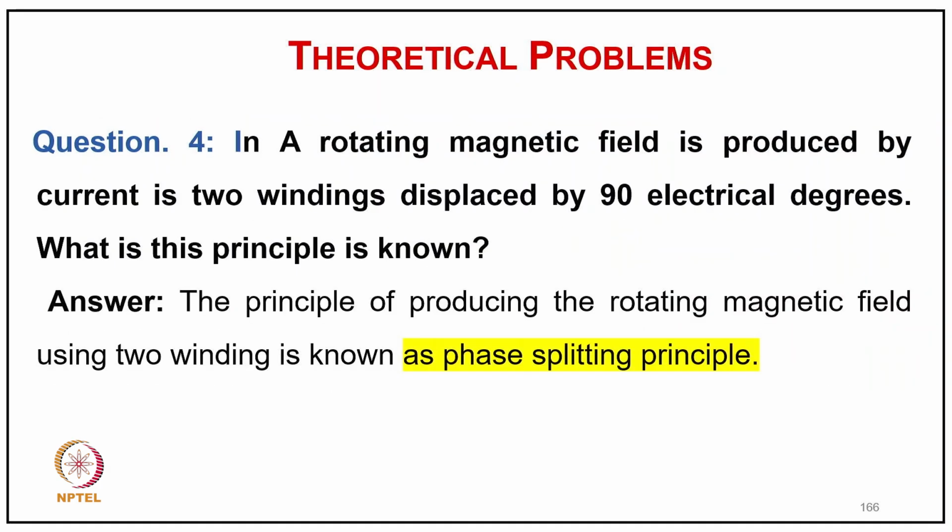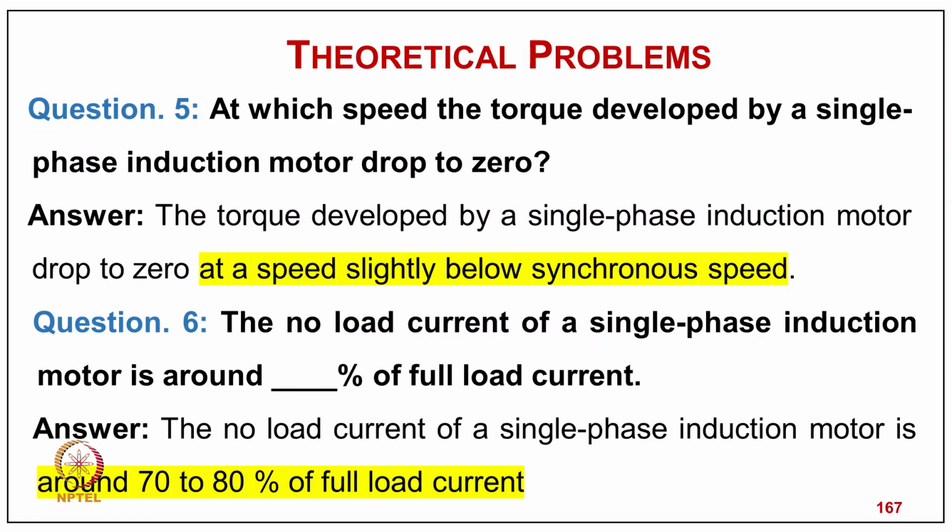Question 4: a rotating magnetic field is produced by currents in two windings displaced by 90 degrees. What is this principle known as? The principle of producing the rotating magnetic field using two windings is known as phase splitting.